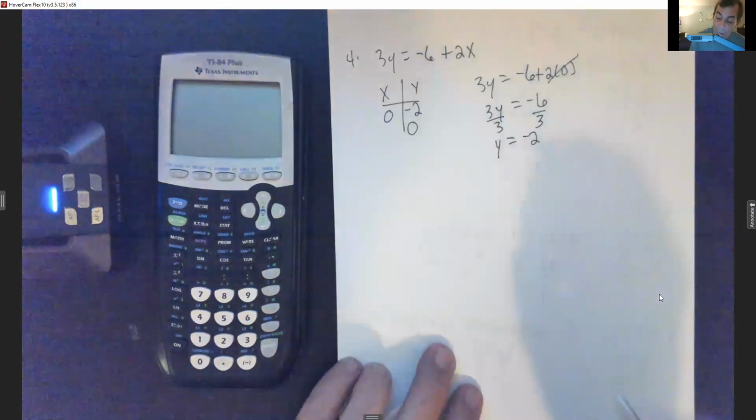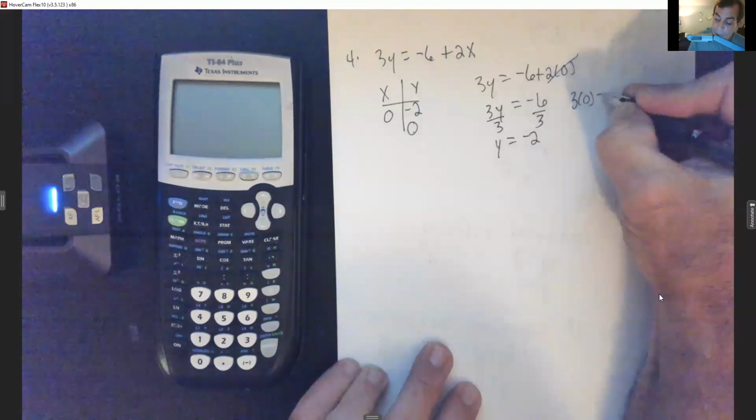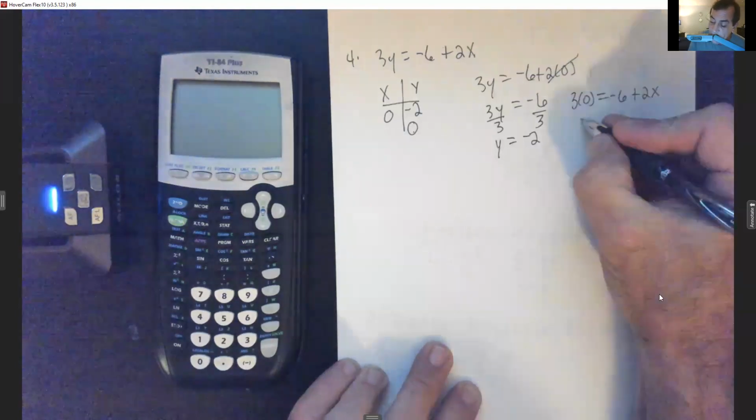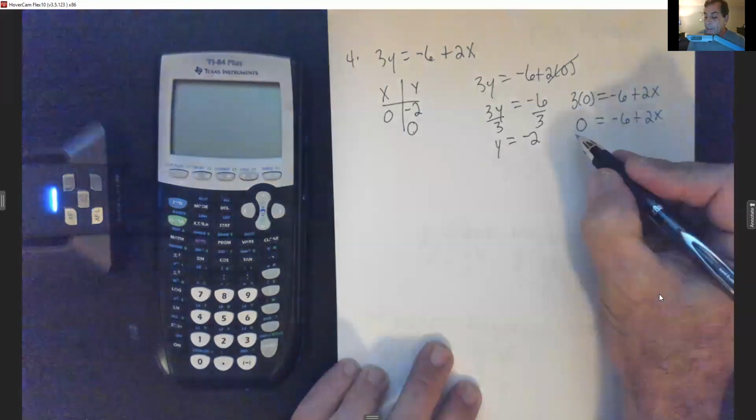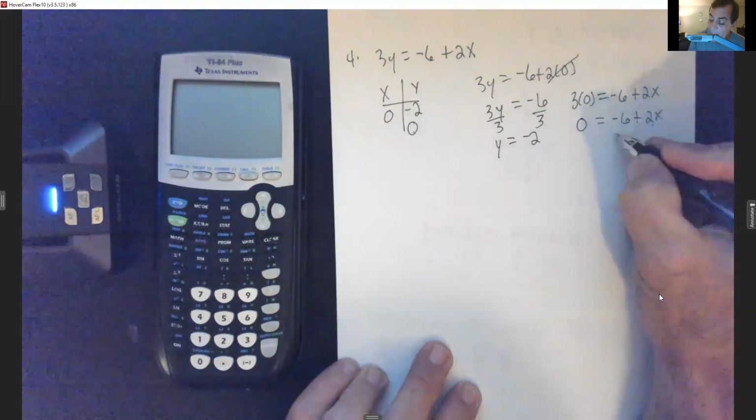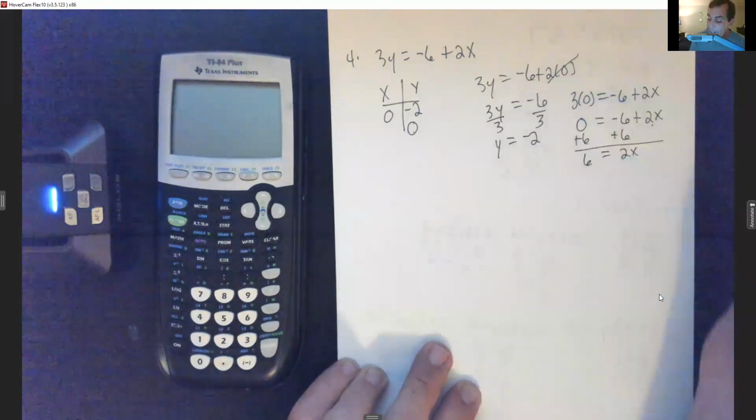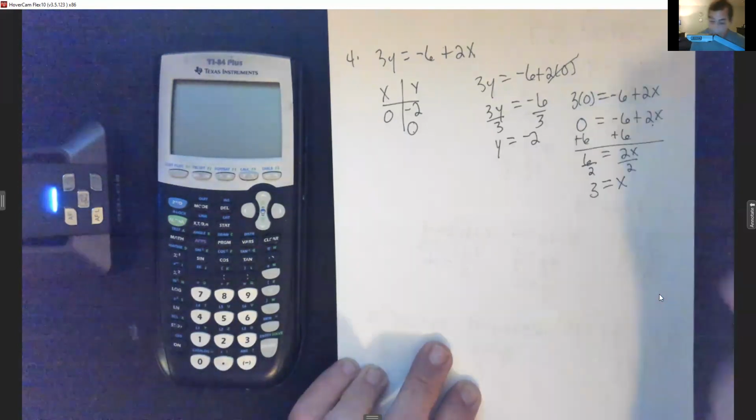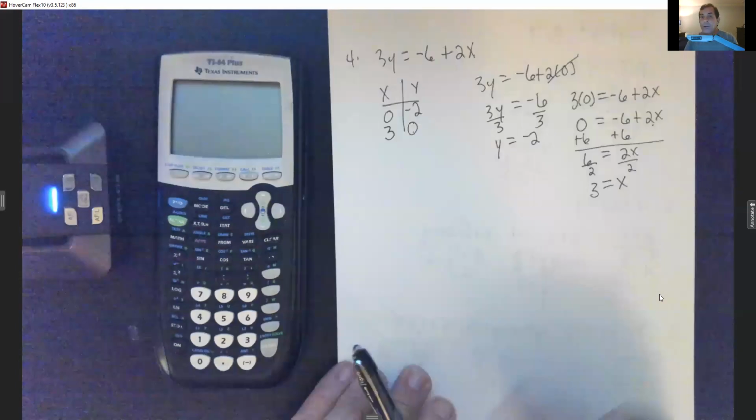Now put a 0 in for the y and get that x. So that'll be 3 times 0 equals -6 plus 2x. Well, this side's going to stay 0, and I'm going to leave the 0 here for a second because I need a placeholder over here. Now we want to get the x by itself, so add 6 to both sides. So 6 equals 2x. Divide by 2, so that 3 equals 1x. So here's my 3. So now my points are 0, -2 and 3, 0.